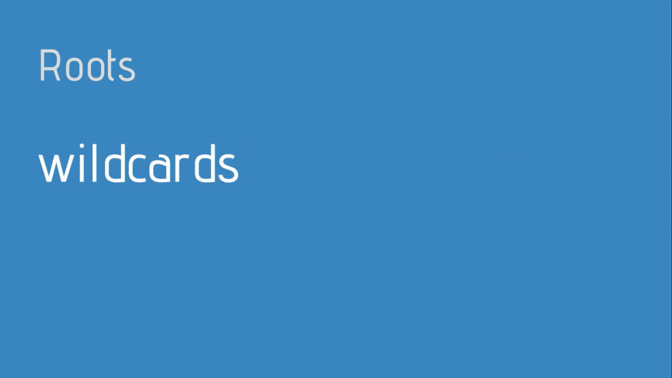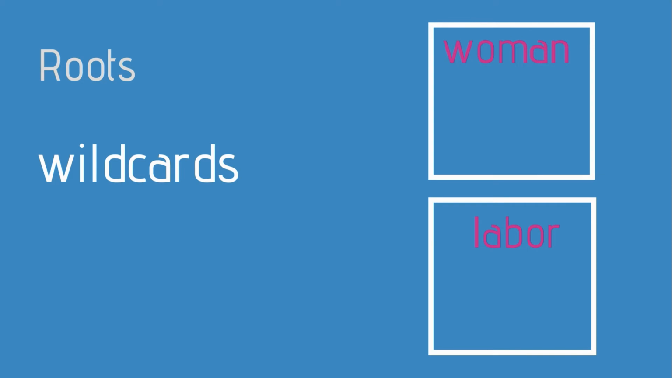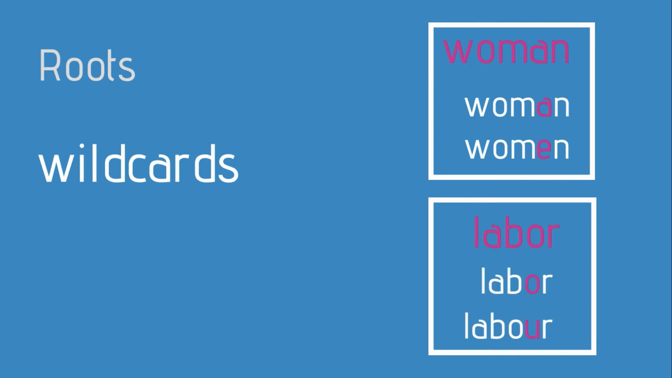The next technique to be aware of is the use of wildcards. A wildcard is a symbol that replaces one letter or no letters, as we'll soon see. Two words will serve as our examples, woman and labor. If we're looking for resources that use the word woman, we probably don't want to miss out on the plural of that word, women. And labor could be spelled the British way, something to consider if we're in the international law context, and could be spelled L-A-B-O-U-R.